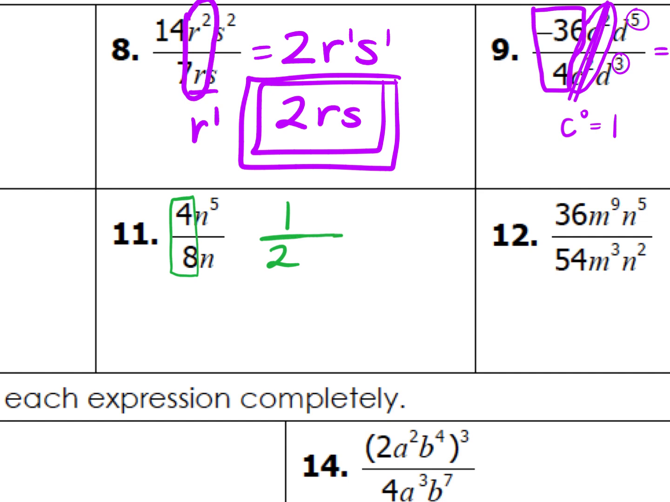Okay, now here's where if you want to leave it as one big division bar, you can. What are you left with here? And 4 n to the 4th, where? Next to it. On top or bottom?